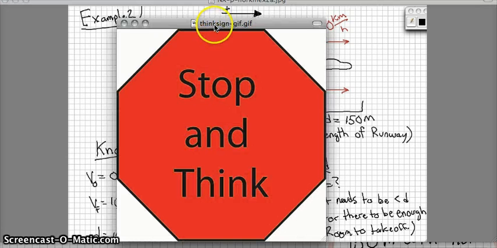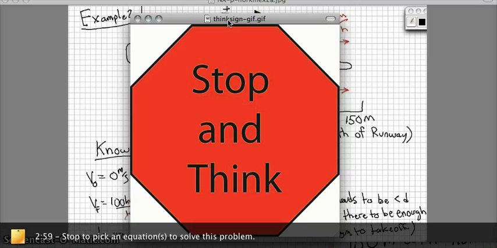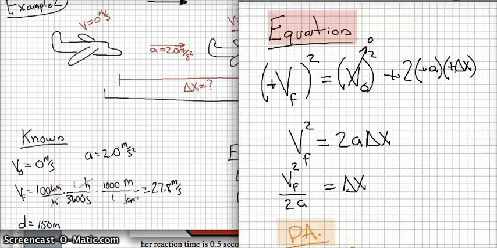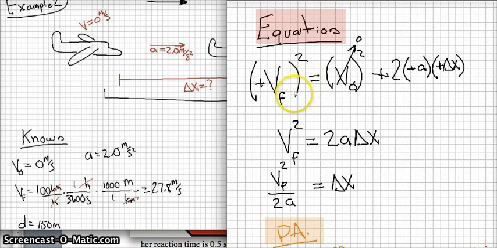So I am going to have you stop here. I'd like you to look through your equations and figure out what equation you would use to solve this. All right, so here we are. We're back at the equations, and the equation I chose, because I knew v sub 0, v sub f, and a, and I'm looking for, here we are, there it is, delta x, I chose the time-independent equation.